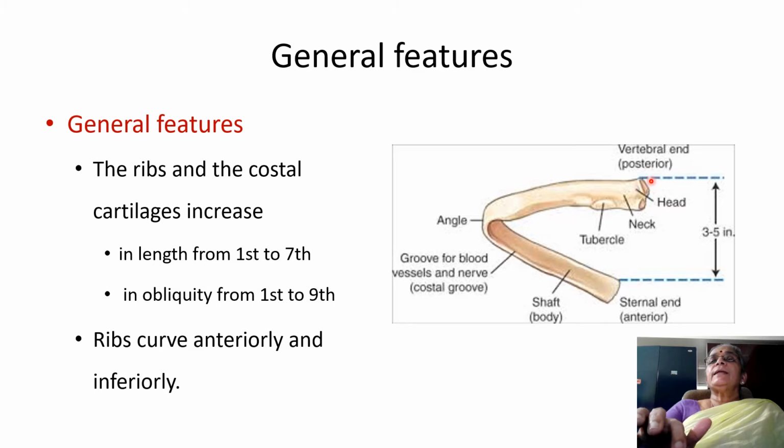The vertebral end will be at a higher level than the sternal end, and the distance between the two will be about 3 to 5 inches. The ribs and costal cartilages increase in length starting from the first to seventh rib, and they increase in obliquity starting from the first to ninth. So the ribs are curving anteriorly and inferiorly. That's why the distance between the two ends is 3 to 5 inches.